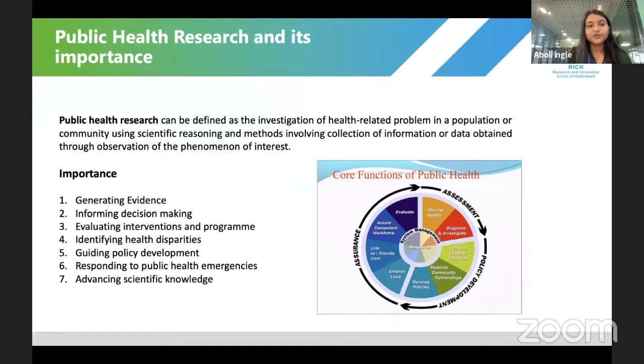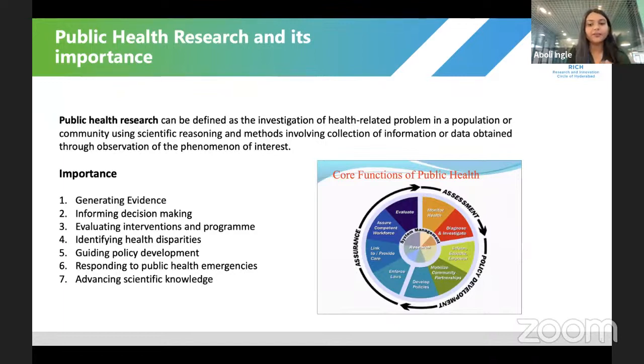Identifying health disparities. Disparities are observed in every field, be it health or social, and everywhere. But what research helps with here is to understand the differences in health outcomes among different populations. For example, rural Telangana may not be able to access certain health benefits, but urban Telangana is able to access certain facilities with respect to health. So those disparities we can understand through research.